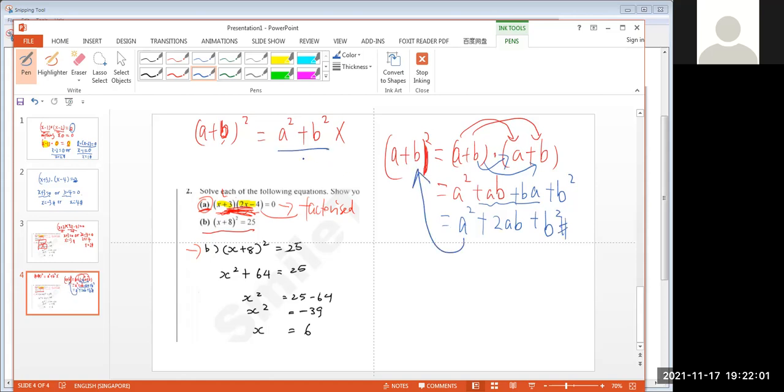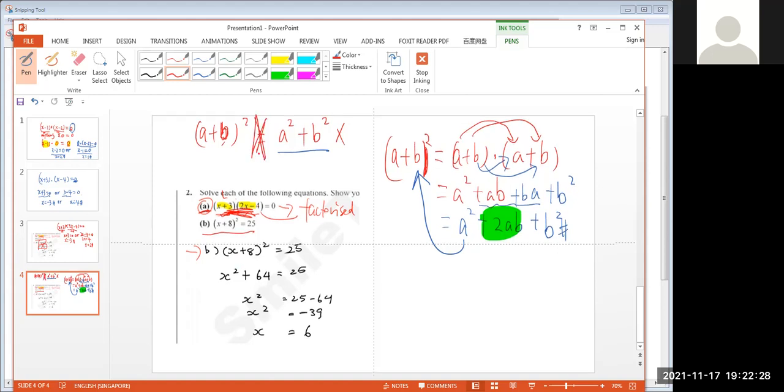And you compare it to this, you have this missing. This is not here. So that's how you verify why this is wrong. A squared plus b squared is not equal to bracket a plus b bracket square. So are you convinced this is not equal? Are you convinced now? Okay, so in fact, a plus b bracket square is equal to this.